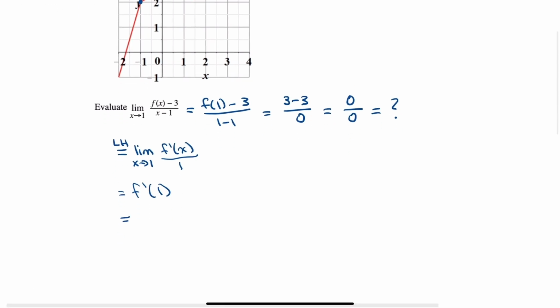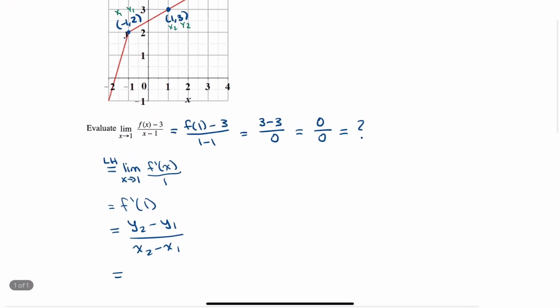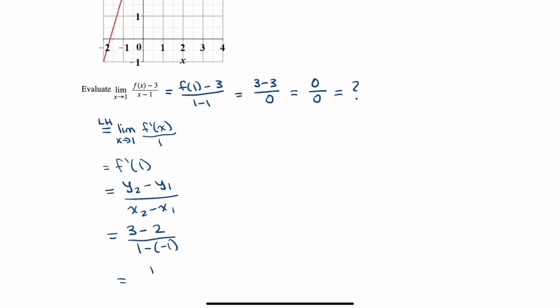So we know that f prime at 1 is also the same thing as saying y2 minus y1 over x2 minus x1. And then plugging in our points, what we're going to get is y2 minus y1 over x2 minus x1. And then simply, we're just going to get 1 over 2 as our final answer.